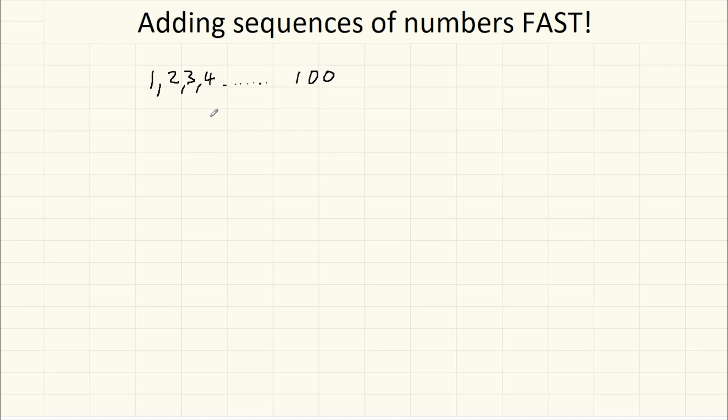Let's write these numbers down again. 1, 2, 3, 4, and we're going all the way up to 100. Okay, let's write them down again, but this time in the reverse order. 100, 99, 98, 97, all the way down to 1. Now, if we add these two rows together, we're going to get, in every case, 101.